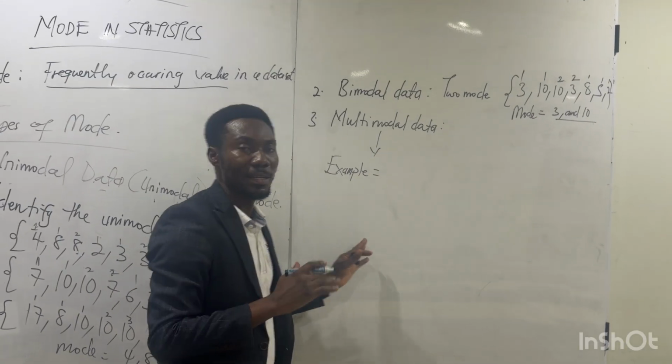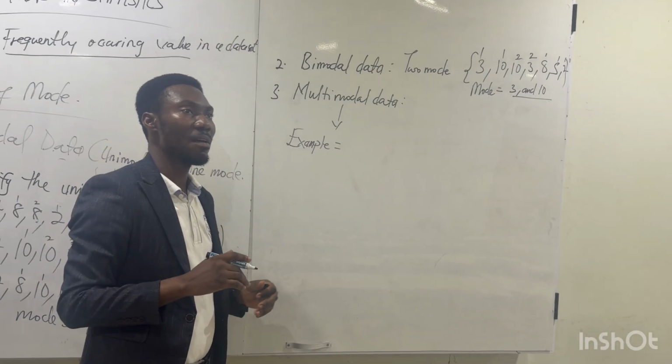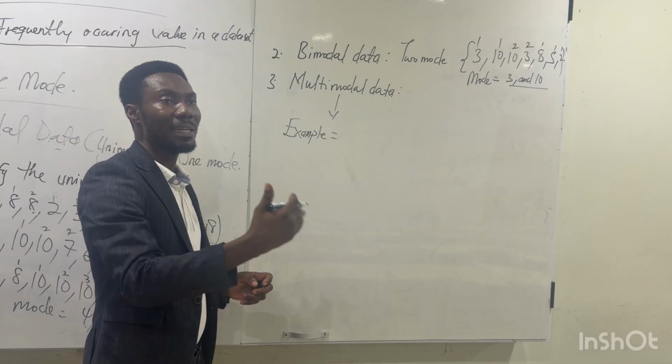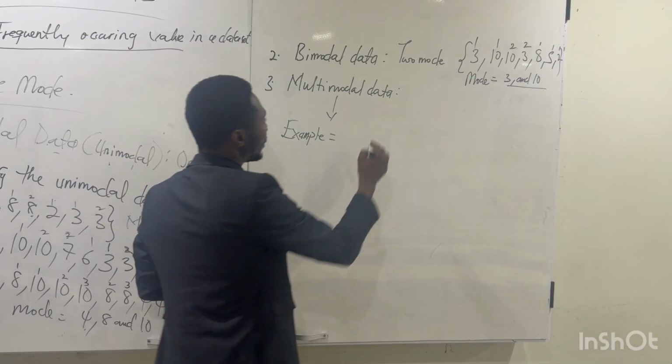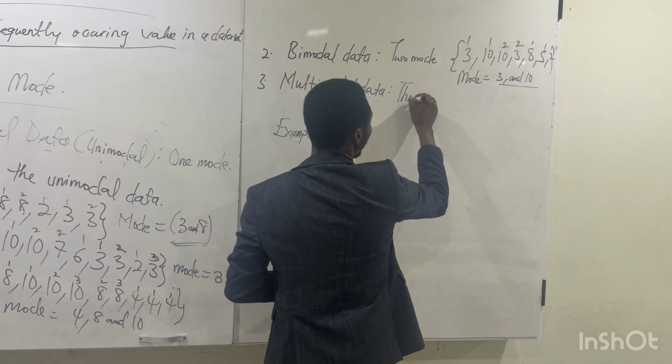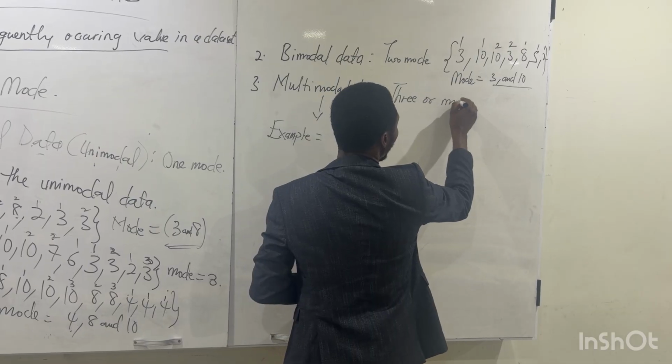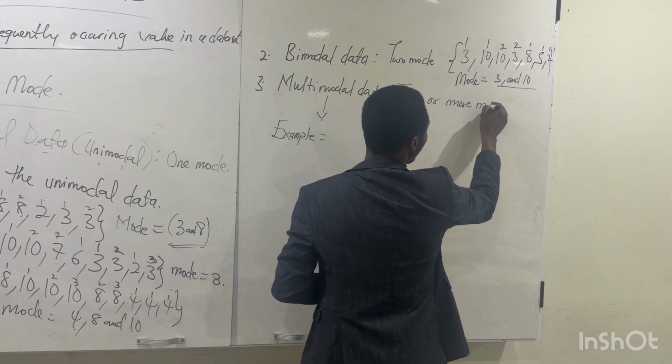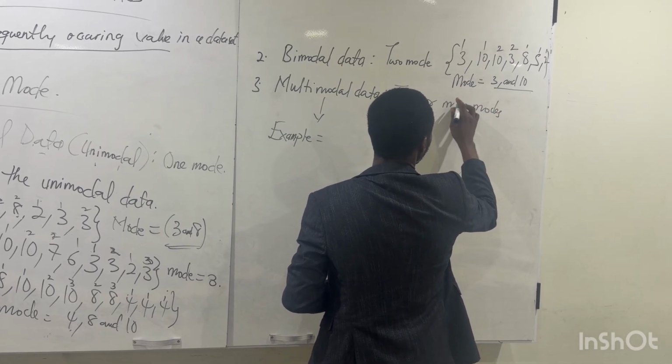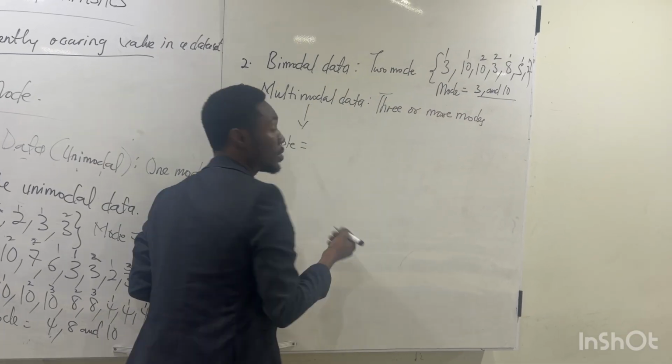Multimodal data. With this type of data, we have 3 or more modes. Let's look at examples.